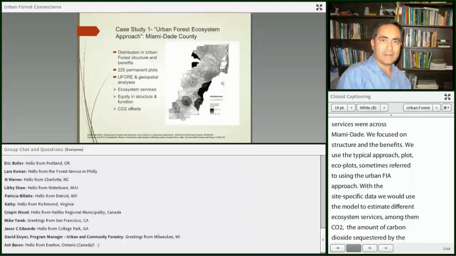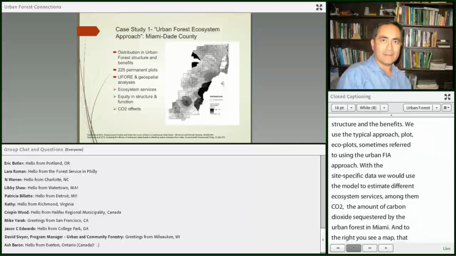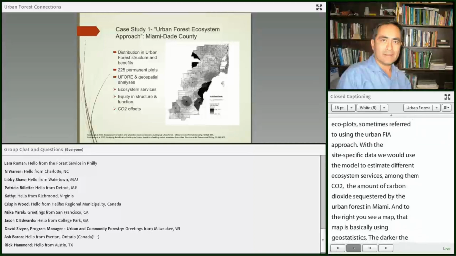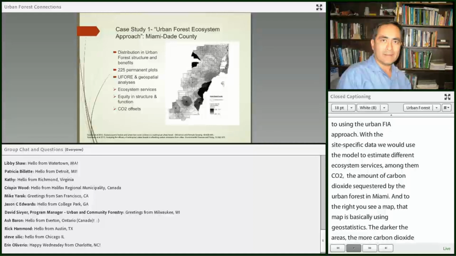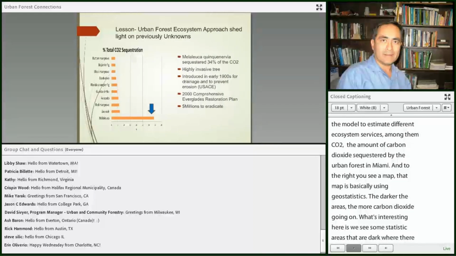Okay. And to the right, you see a map. And that map is basically a heat map using geostatistics. And the darker the areas on the map, the more carbon dioxide sequestration is going on. So what's interesting here is that we see some specific areas that are dark, where there's a lot of carbon sequestration going on. Okay, so what's going on in those areas?